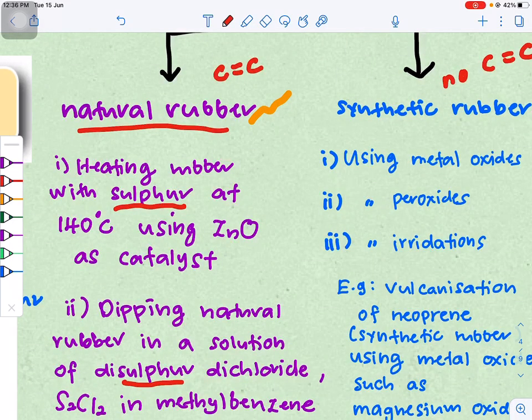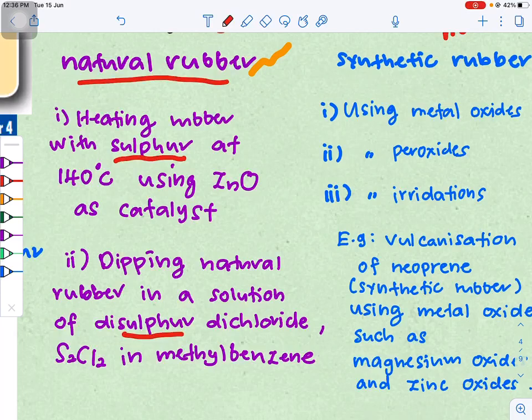So how? We have two methods. Either we heat the rubber with sulfur at 140 degrees Celsius using zinc oxide as catalyst, we heat the natural rubber with sulfur, or we just dip the natural rubber in a solution. That solution is disulfur dichloride in methyl benzene. The formula of disulfur dichloride is S2Cl2. Disulfur dichloride also contains sulfur. So the idea is vulcanization for natural rubber must have sulfur.